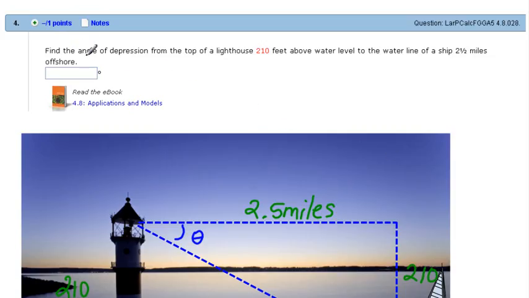Now, the next one said we want to find the height of a lighthouse, right? No, I'm sorry, not that. The next problem says we want to find the angle of depression from the top of a lighthouse, which is 200 feet above water level, to the waterline of a ship 2.5 miles offshore.